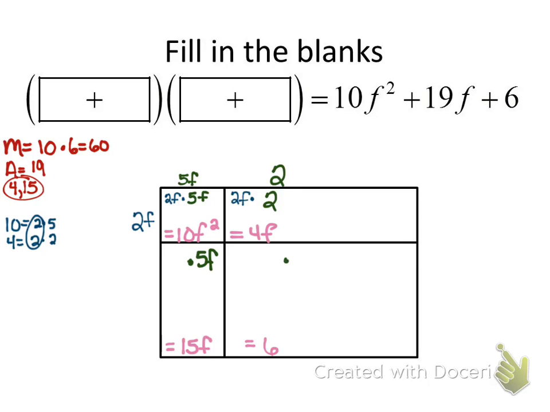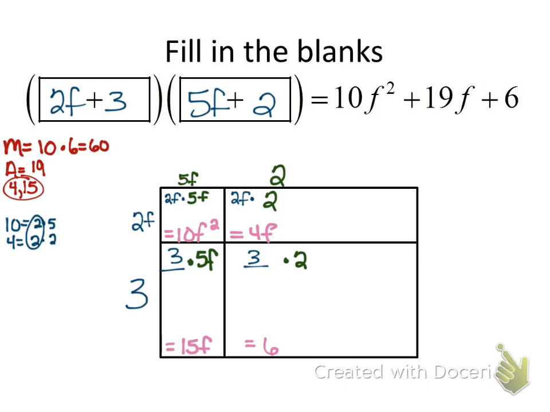So I'm going to bring that width directly down. What do I still need to find yet? The height of my bottom row. So what times 5F will be 15F? And then you can multiply it by 2 to get 6. 3. So the height of my bottom rectangles is 3. I'm almost done. Now I just fill in the blanks. So the height times the width. What's my height? 2F plus 3. And my width, 5F plus 2.